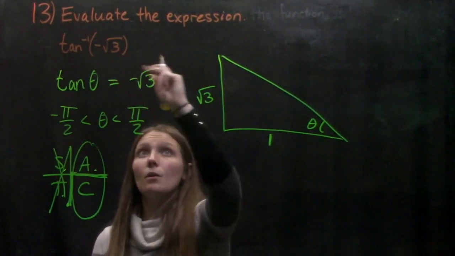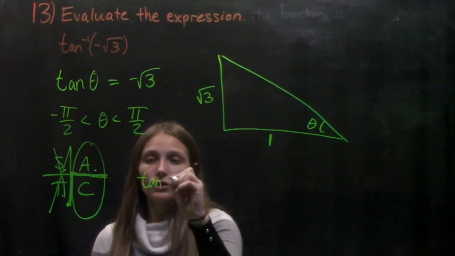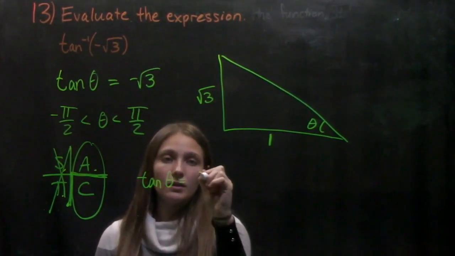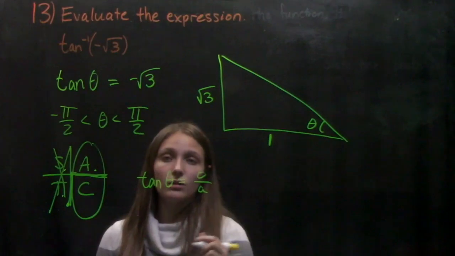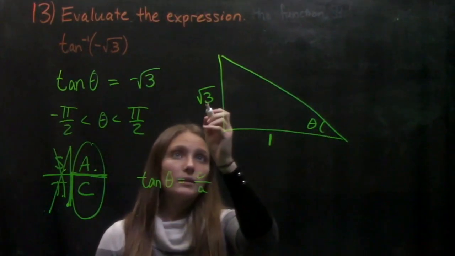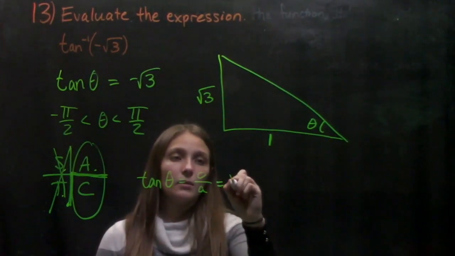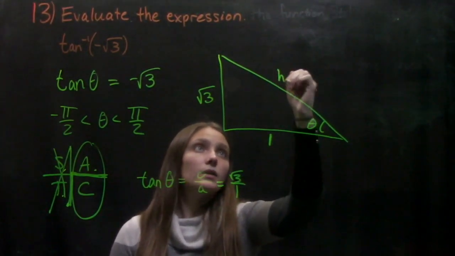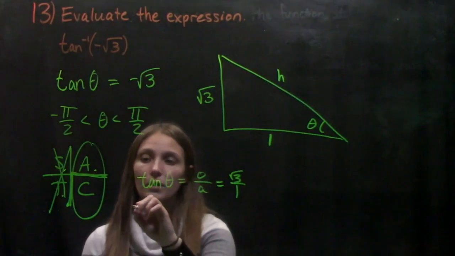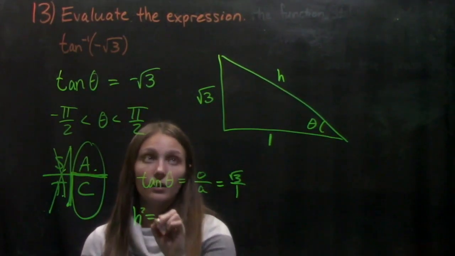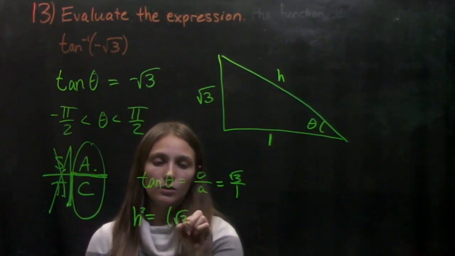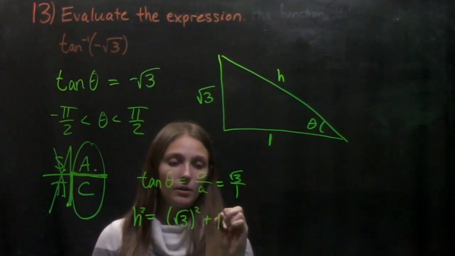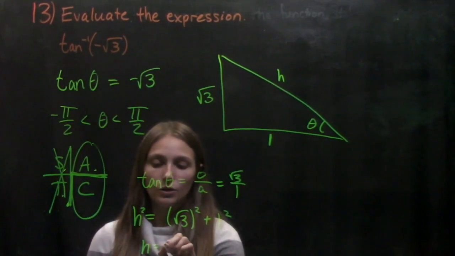How did I know that? Well, we know that the tangent of theta equals the opposite over the adjacent from SOHCAHTOA. So the opposite over the adjacent is going to be root 3 over 1. Now let's go ahead and find this hypotenuse here. We have h squared equals the square root of 3 squared plus 1 squared. So we find that h equals 2.